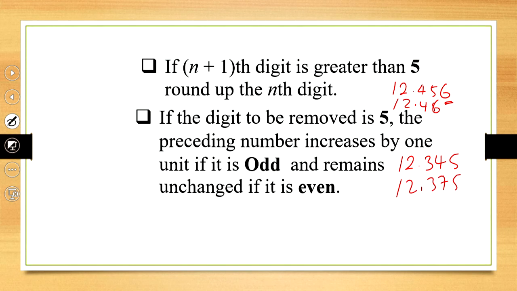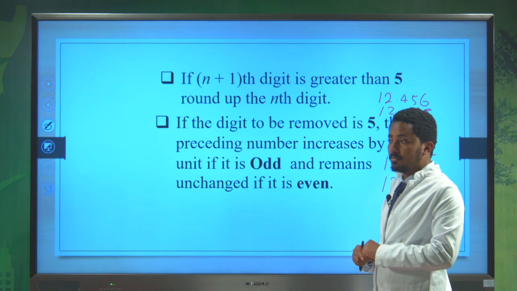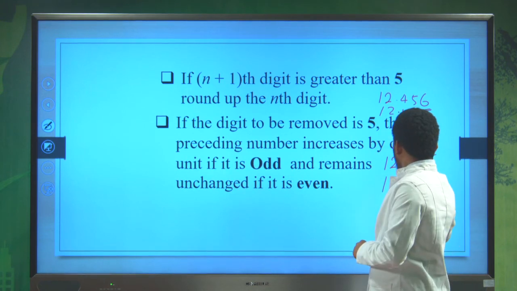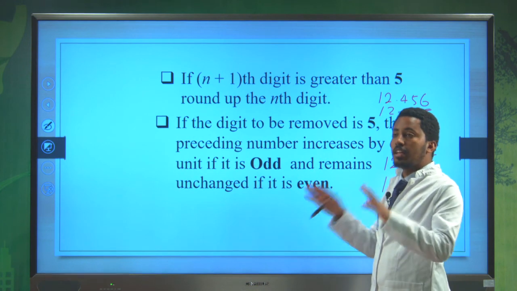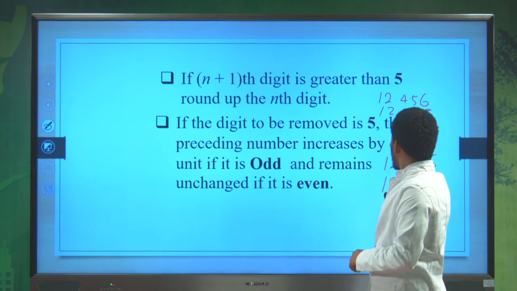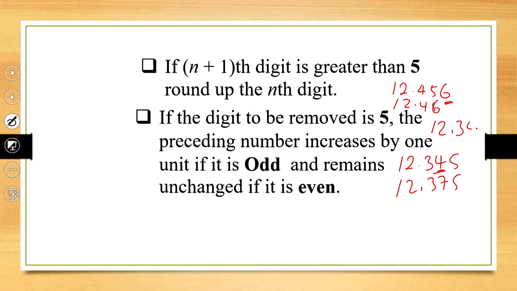Let us have 12.345 and 12.375. Okay, the first one, since the preceding number is 4, an even number, it has to remain as it is. So the answer is going to be 12.34. But in the second one, since the number is 7 and it is an odd number, it should increase by 1, which means it should be 12.38.